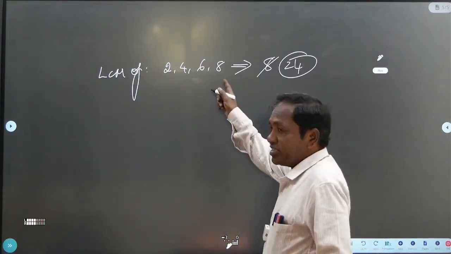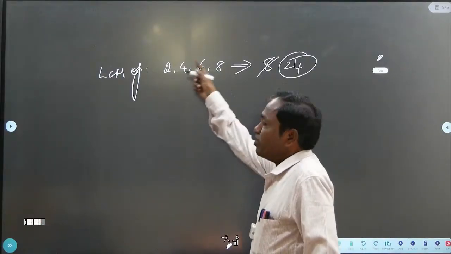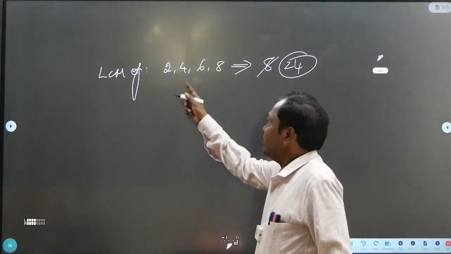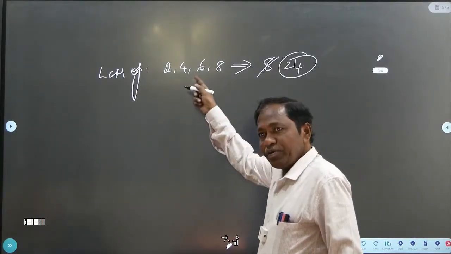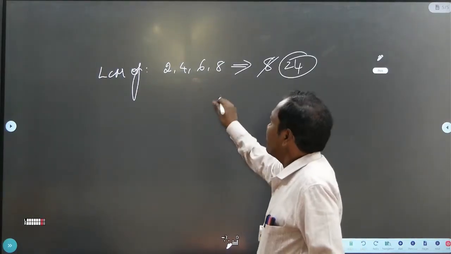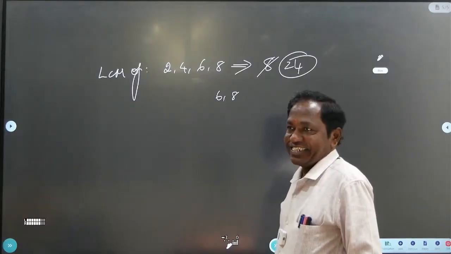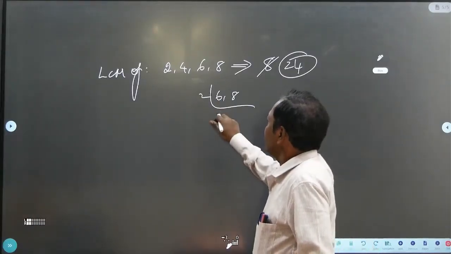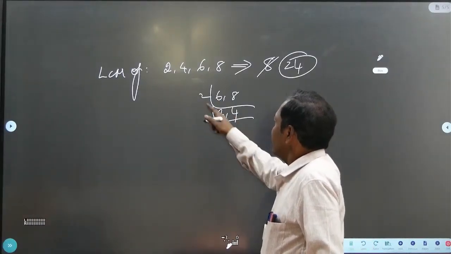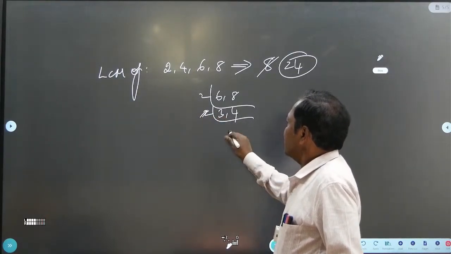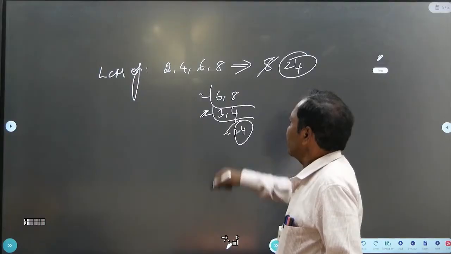8. Check whether 8 is divisible by 2. Yes. Is 8 divisible by 4? Yes. Is 8 divisible by 6? No. Then you have to find for 6 and 8. 6 and 8, it means what? 2 3s are 6, 2 4s are 8, so 24 will come.